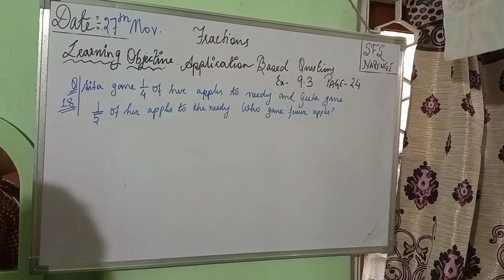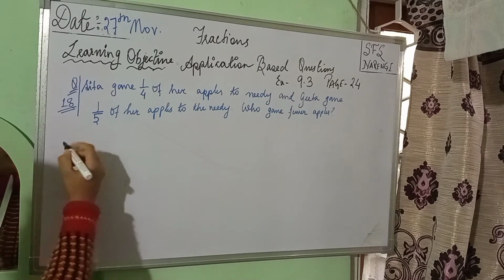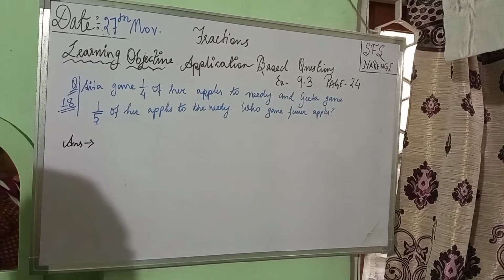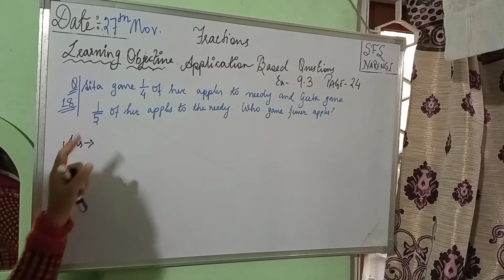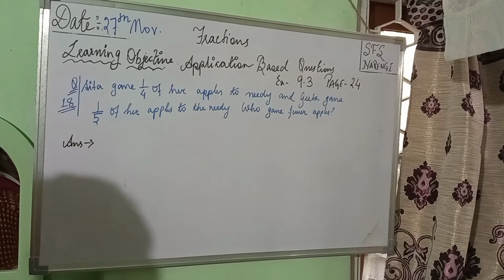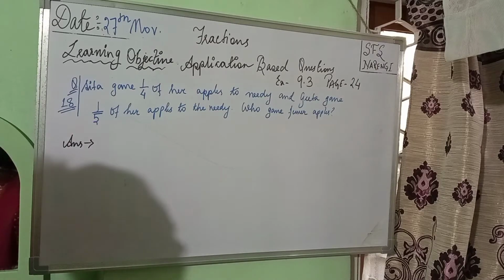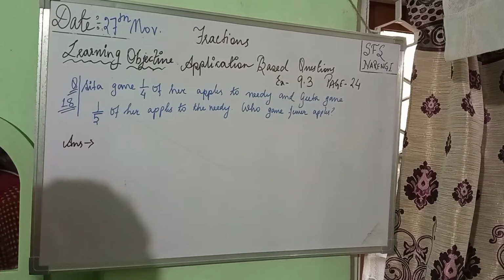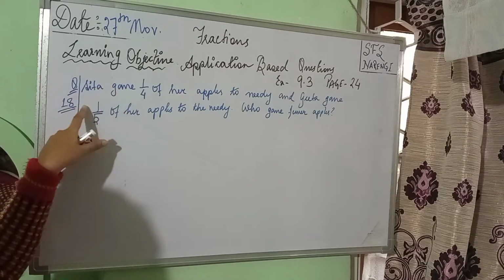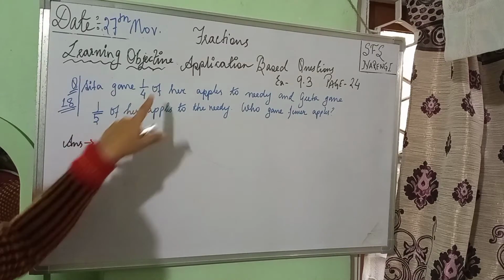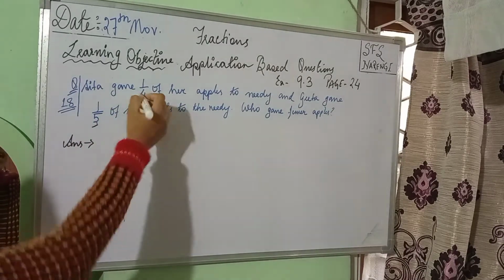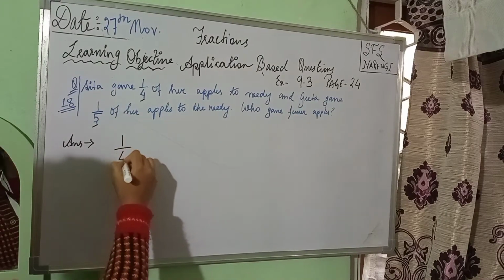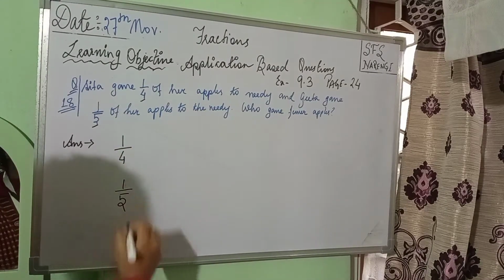All right. So in this question, what do I have? I have that Sita gave 1/4 of her apples to the needy and Geeta gave 1/5 of her apples to the needy. You need to find who gave fewer apples. Please note, children, that 1/4 and 1/5 have different denominators, right? The denominators are different and as such they are unlike fractions. And you have to convert these fractions into like fractions.